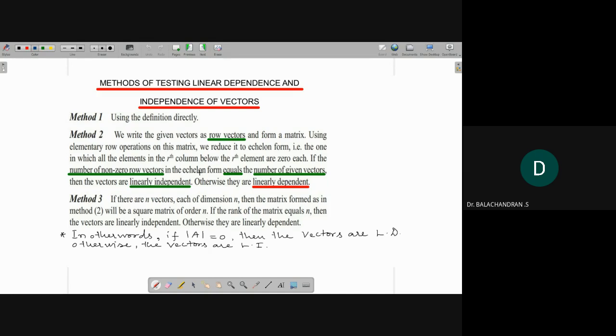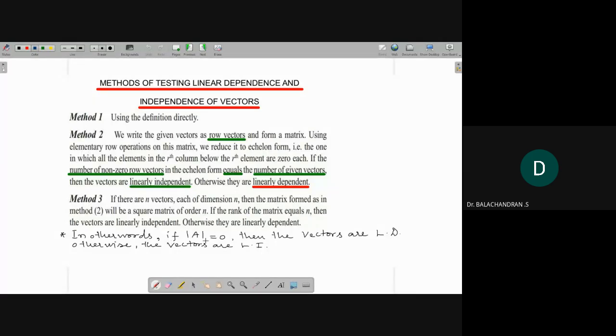Method 3, using rank. If there are n vectors, each of dimension n, then the matrix formed as in method 2 will be a square matrix of order n. If the rank of the matrix is equal to n, and n is the number of vectors, then the vectors are linearly independent, otherwise linearly dependent.